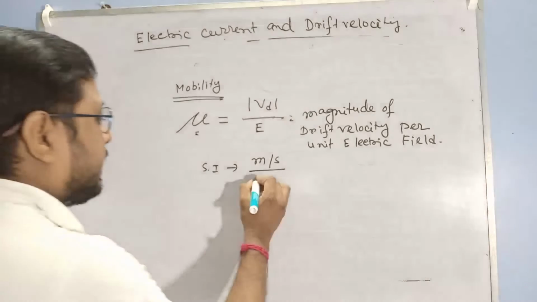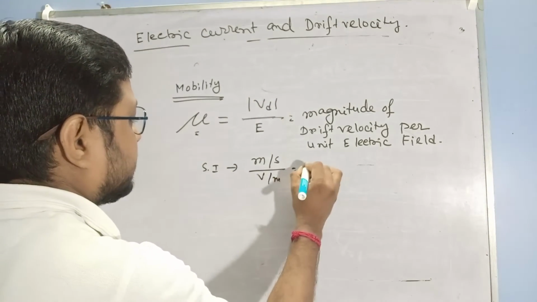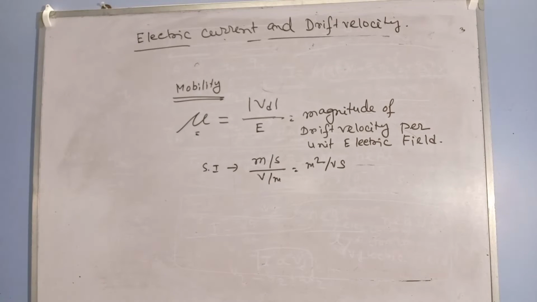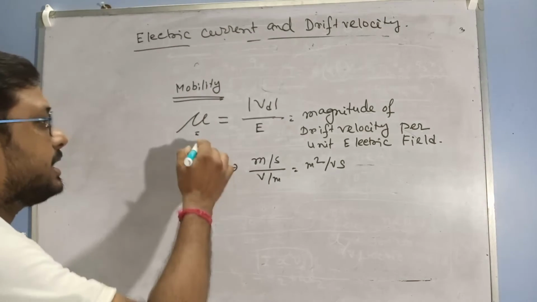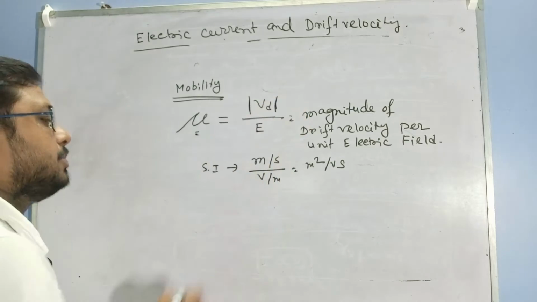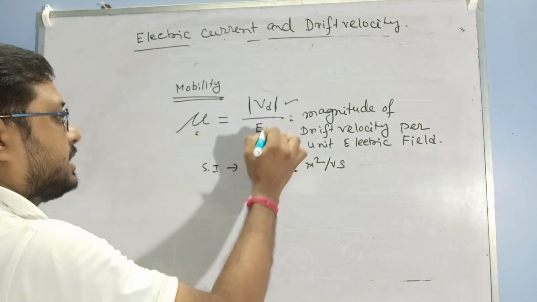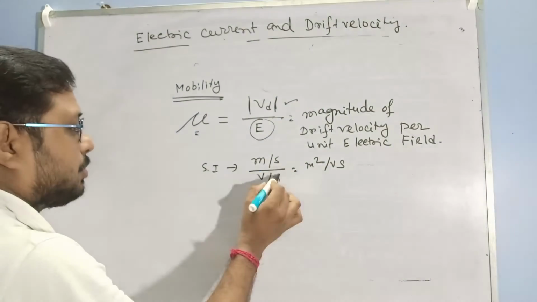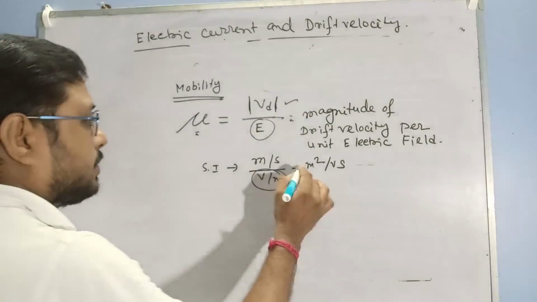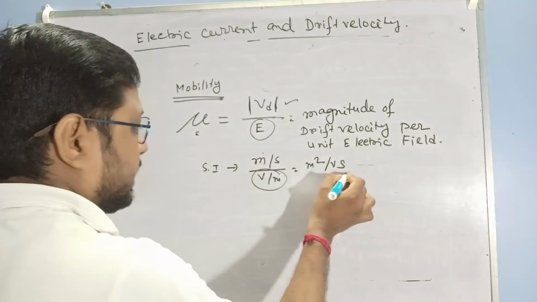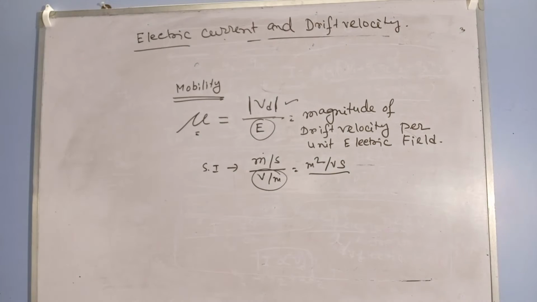Then meter per second and volt per meter, that is meter square per volt second. Mobility is always positive, and we can get the magnitude of Vd. Meter per second is the velocity, and the unit of E is volt per meter. So we can get meter square per volt second as the unit of mobility in the SI system.